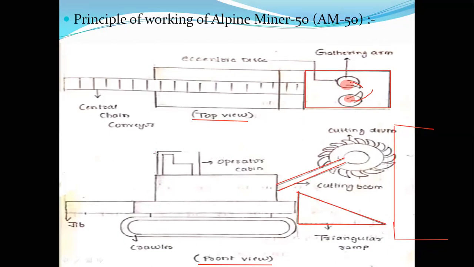In the central part, this is the operator's cabin. If you look at it, it won't appear here, but in the plan you can see what material is being gathered here. It is being placed onto the centrally moving chain conveyor. This is the chain conveyor which moves centrally like this.